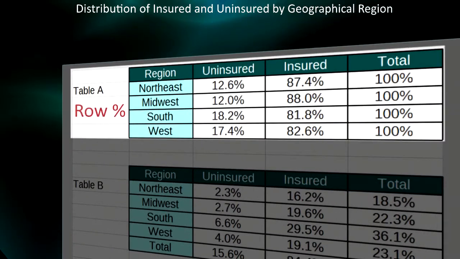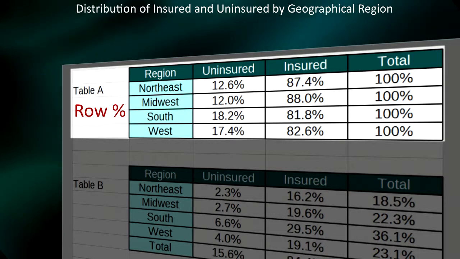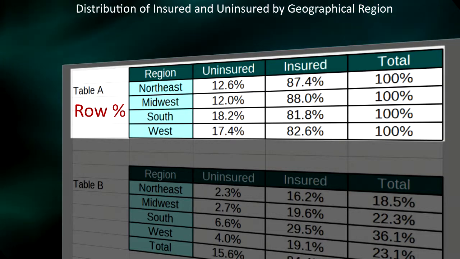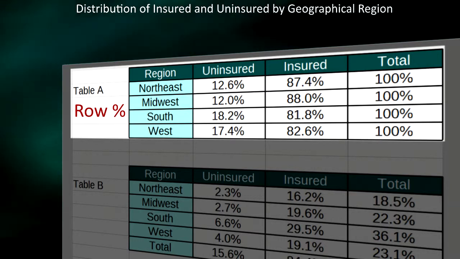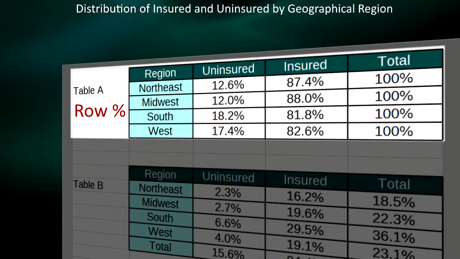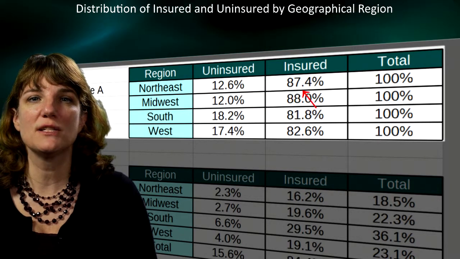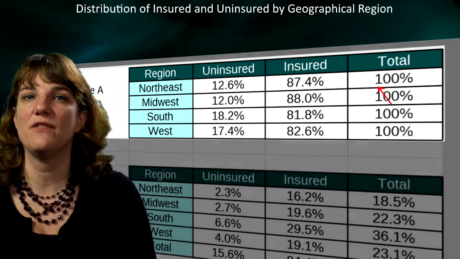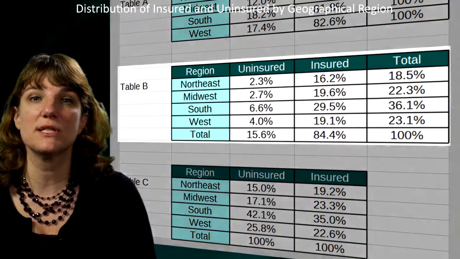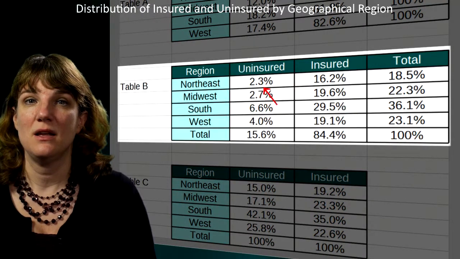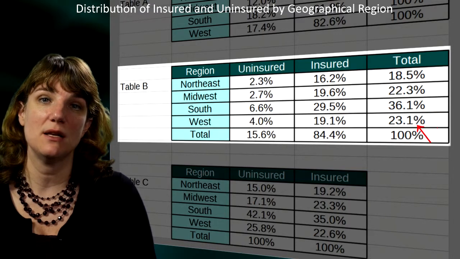Table A shows row percentages. Each cell includes the percent of observations within each row, that is, within region Northeast, Midwest, South, and West, that are either insured or uninsured. As you can see, adding across the rows gives us 100% of the observations within region. Table B includes the total percent of observations in each cell. Here, the percentages in each row and column add up to 100%.